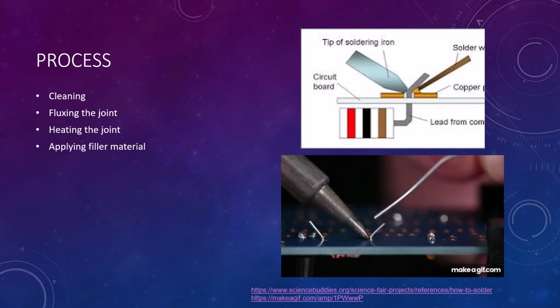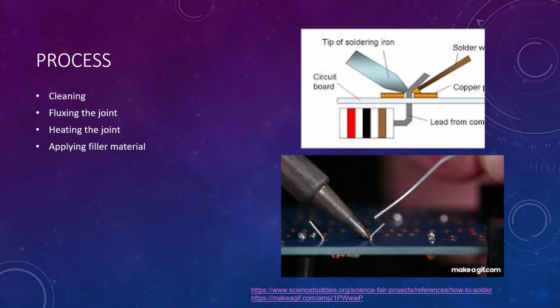Cleaning is required for both the joint and the solder iron before soldering. The iron can be cleaned with a damp sponge in order to remove any residue. The joint can be cleaned mechanically or chemically. The next step is to flux the joint so that the metal will be less prone to oxidation. After this, the joint is heated so that the solder will flow properly, ensure a proper bond, and avoid a cold solder.